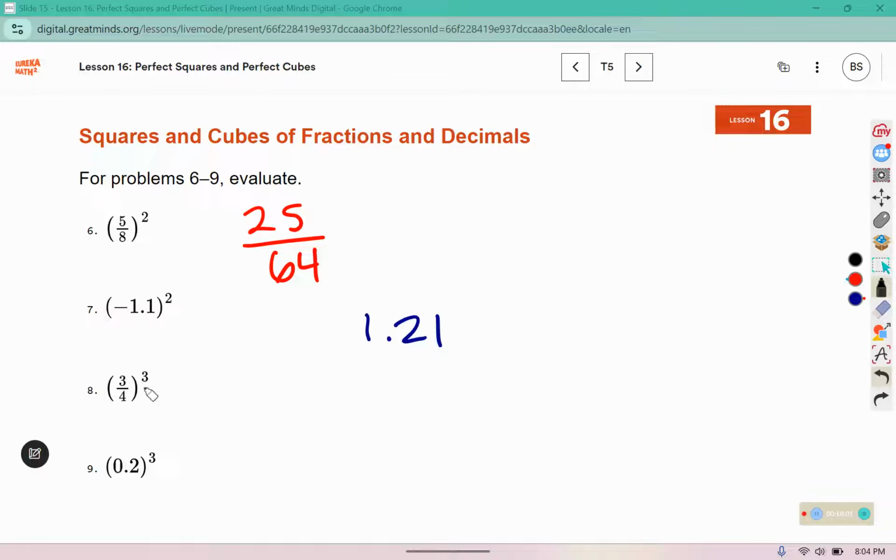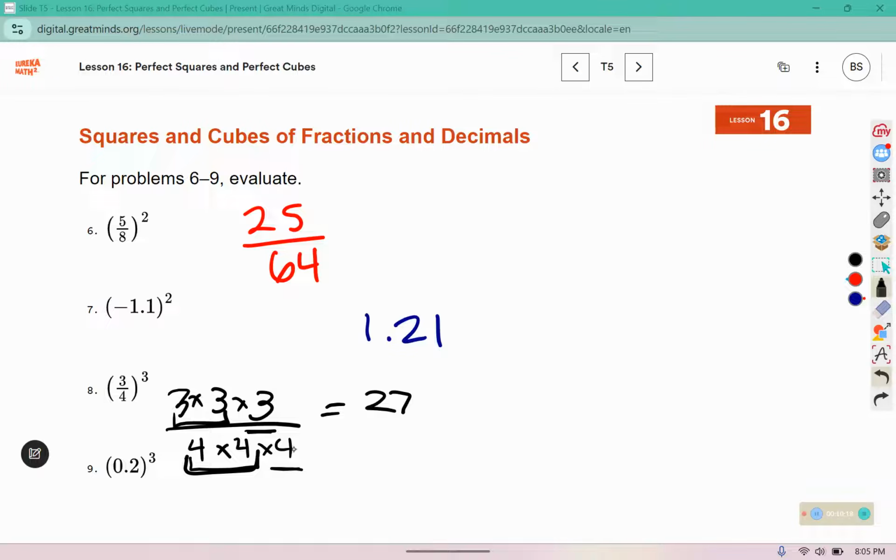3 cubed, that's 3 times 3 times 3, or 9 times 3, which is 27, and 4 times 4 times 4, or 16 times 4, which is 64.